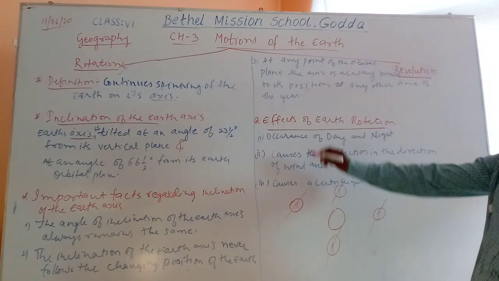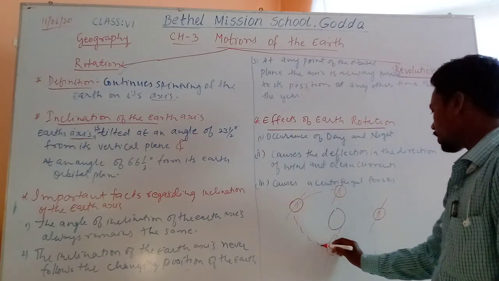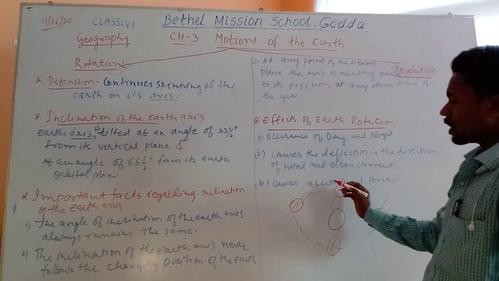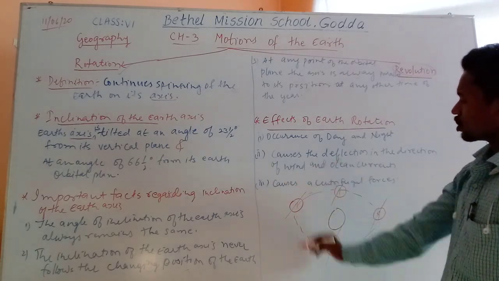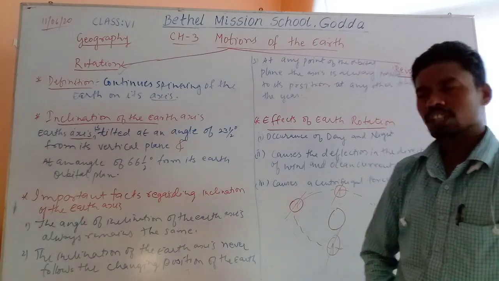Understood? So at any point on the orbital plane, what is the orbital plane? It is the plane made by the orbit. At any point in this orbital plane, wherever the earth is, the direction of the axis is always parallel to each other.